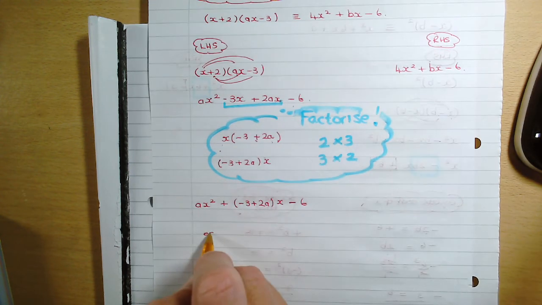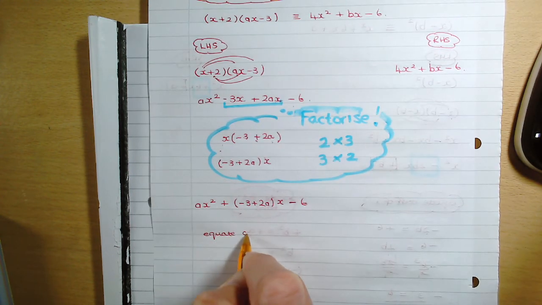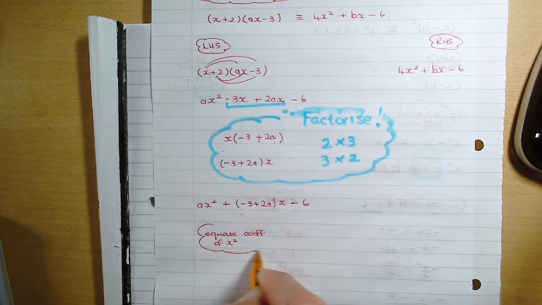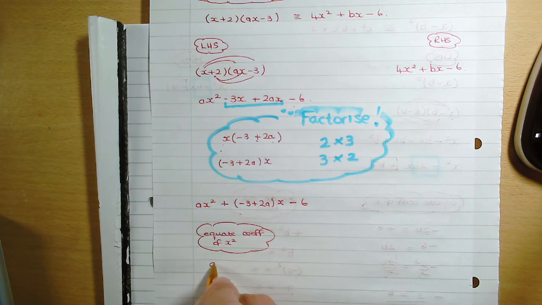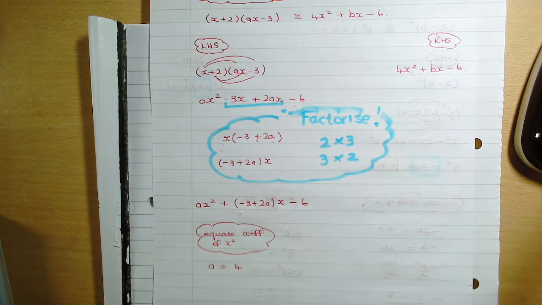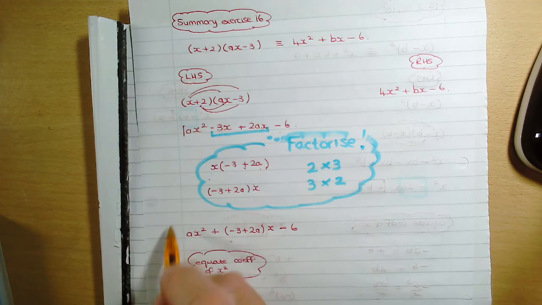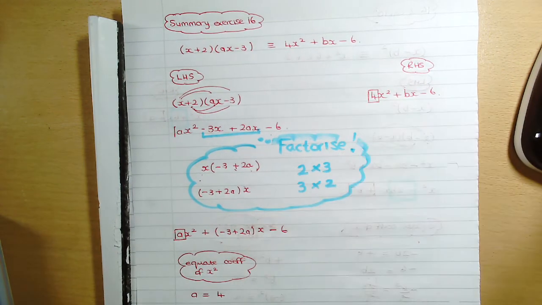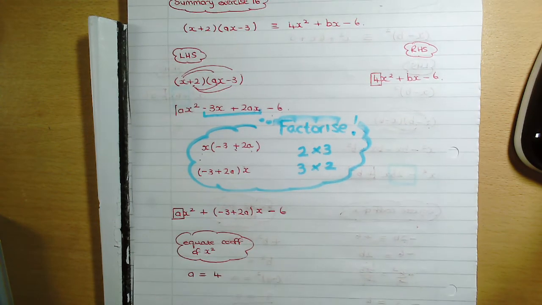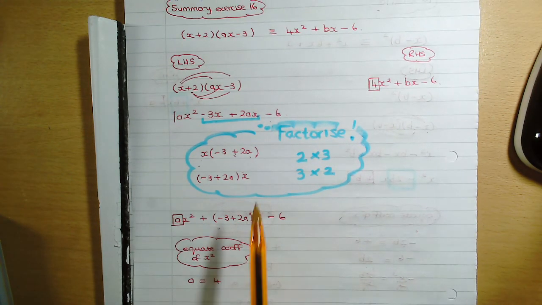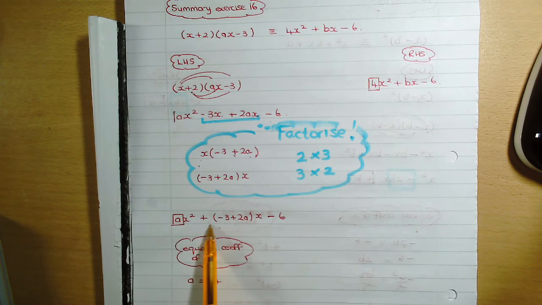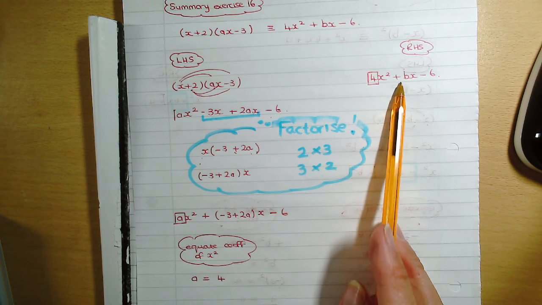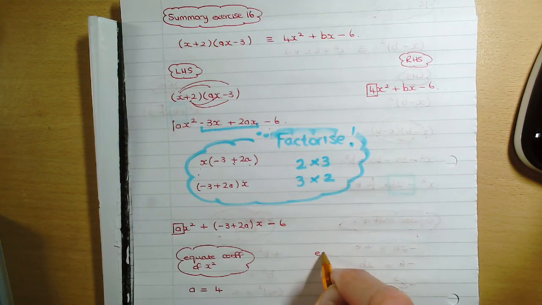So equate coefficients of x squared. So we're going to get a is equal to 4. So that's pretty straightforward. Just equating coefficients of x squared. Next thing we're going to do is we're going to equate coefficients of x. So if you take a look here, coefficient of x is this plus followed by the bracket. Coefficient of x on the other side is plus b. So equate coefficients of x.